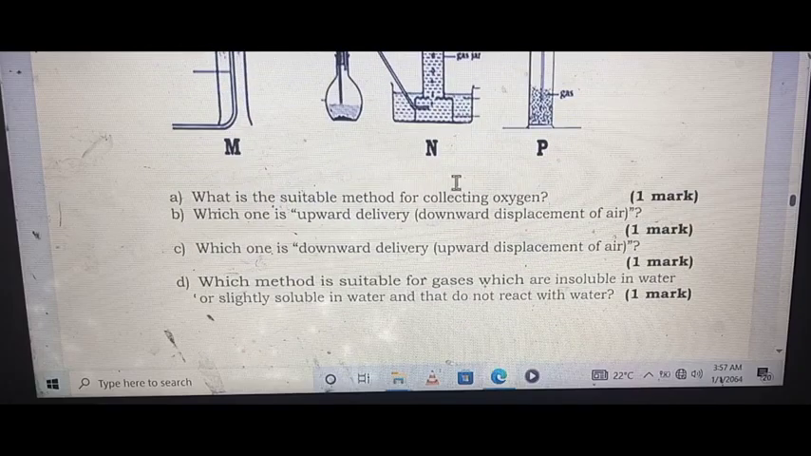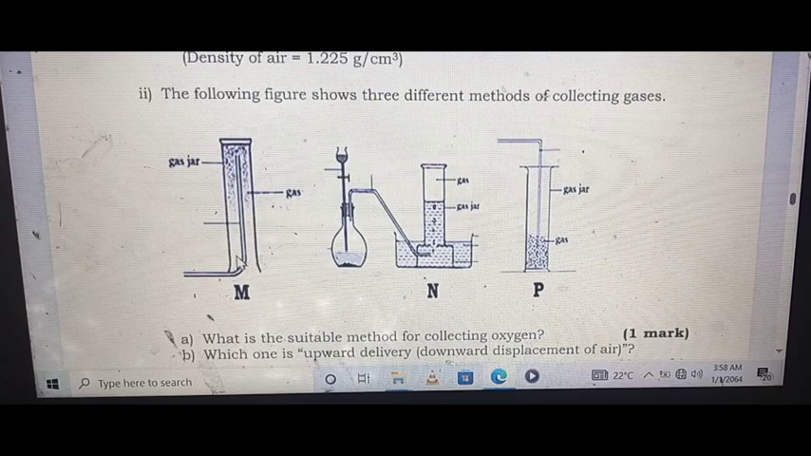I. What is the suitable method for collecting oxygen? The correct answer is figure N, collection over water. B. Which one is upward delivery or downward displacement of air? The correct answer is method M. This is method M.